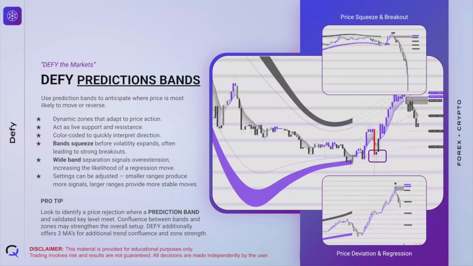Now, as discussed already, the pro tip for the prediction bands is just to look to identify price rejection when a prediction band and a validated key level meet. The confluence between the zone and the band may strengthen your overall setup.